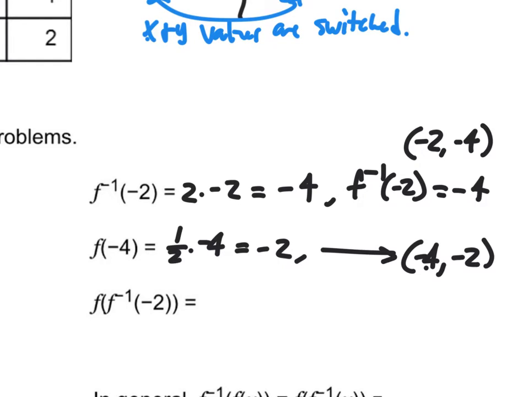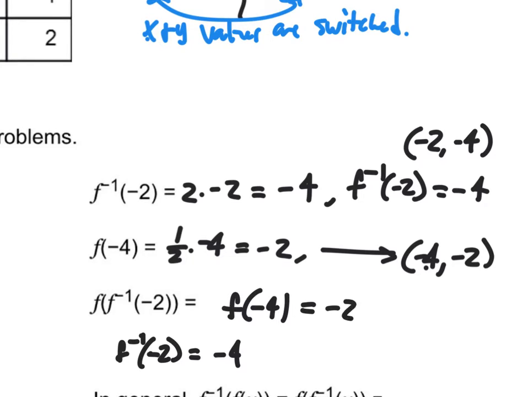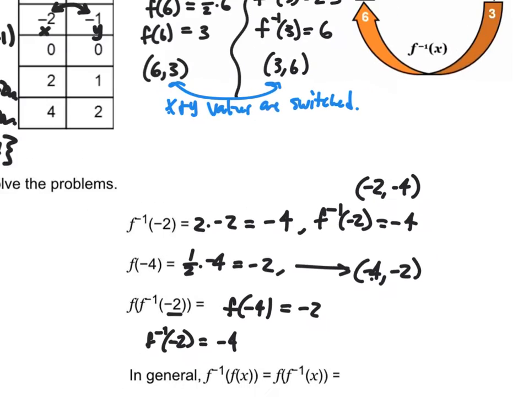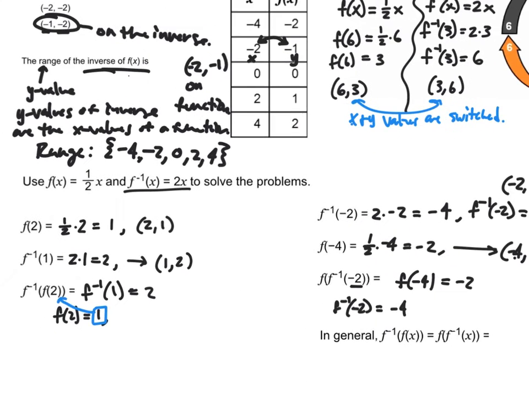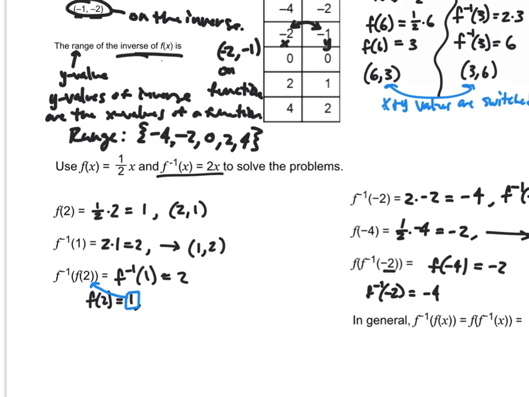So consequently, what we notice is if I take f inverse of negative 2, that's going to give me negative 4. So really this is having me just find f of negative 4, which brings me back to my input that I had. So there's an interesting thing that happens here.